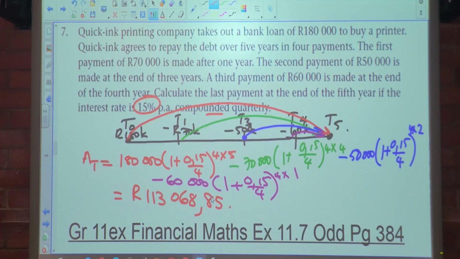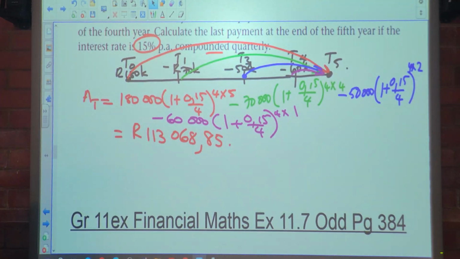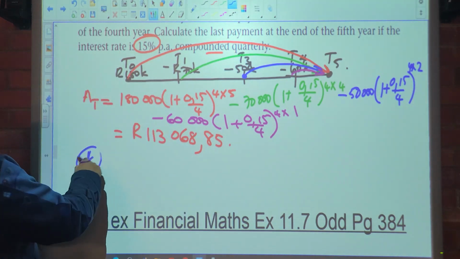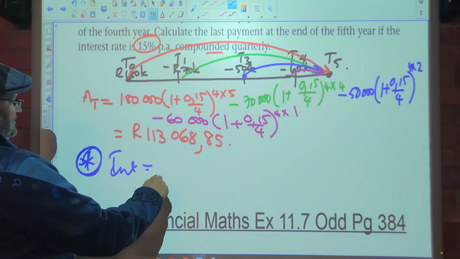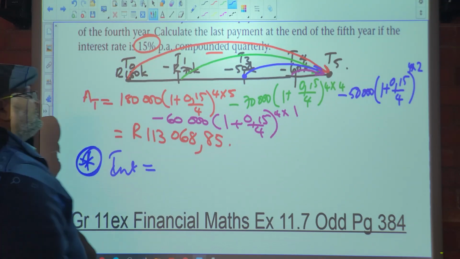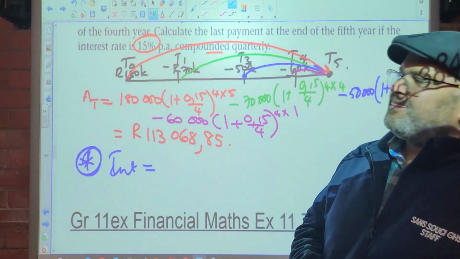Now, this question was not asked here, but let's calculate how much interest was actually paid on this account. The interest amount. How much extra was paid?